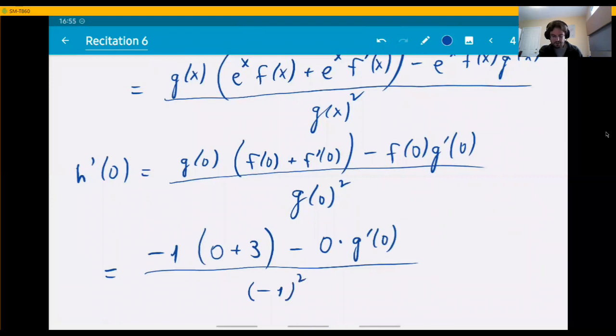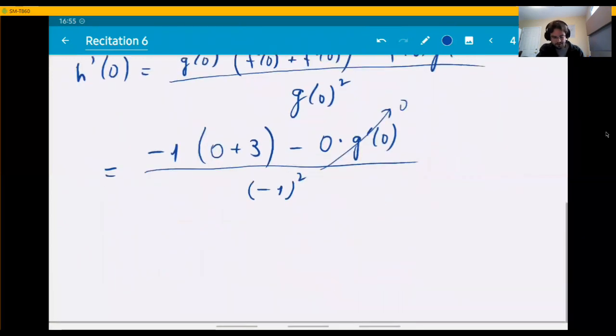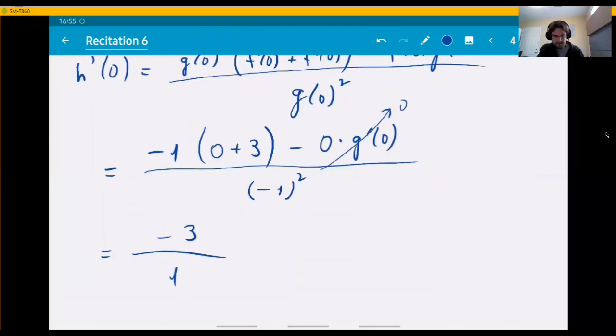Right. So once again, this g prime of 0, we know it exists. It is some number because they told us the functions are differentiable. Whatever this number is, though, if it's multiplied by 0, this goes away. And what is the final answer here? -3 divided by +1. So just -3. I hope this is good enough.